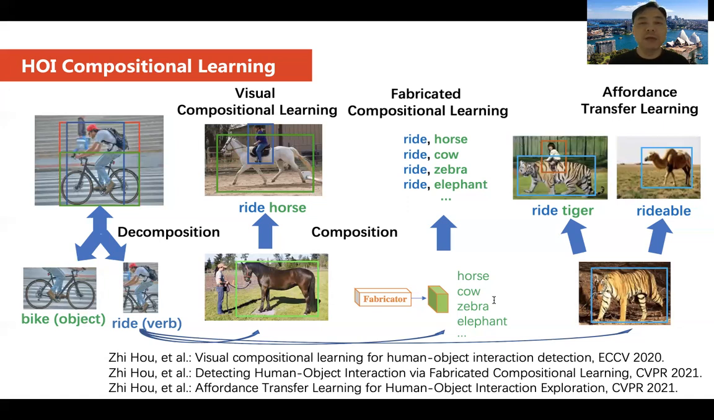Therefore, we propose an affordance transfer learning framework to utilize a broader source of data for HOI detection, especially for novel object HOI detection. Moreover, the affordance transfer learning framework also enables object affordance recognition with the HOI model, where we transfer the affordance representation to novel objects. This work has been accepted by CVPR 2021 as well.